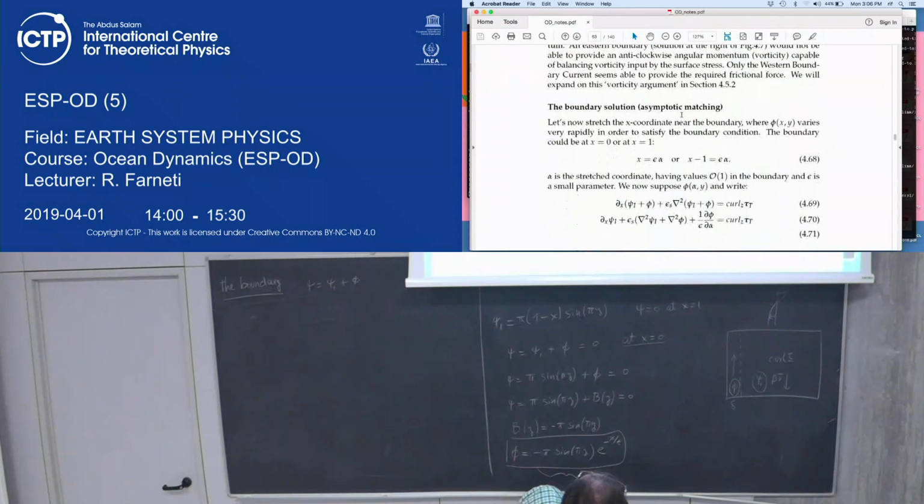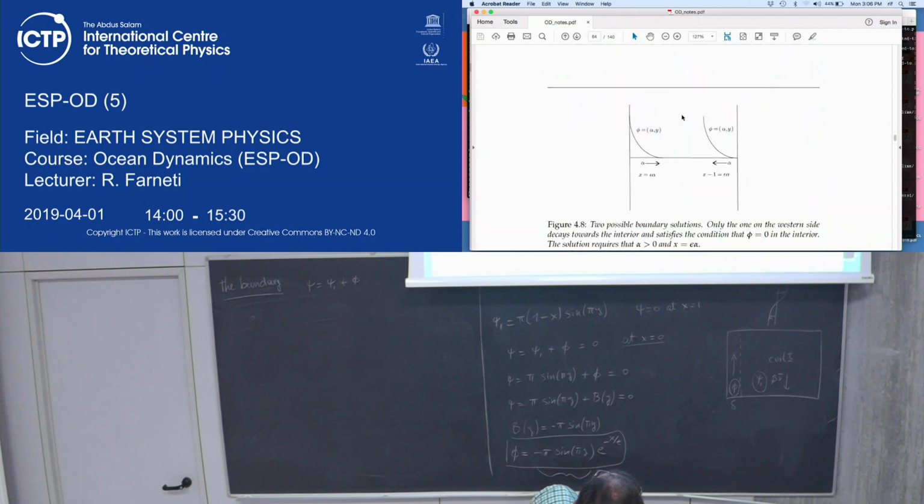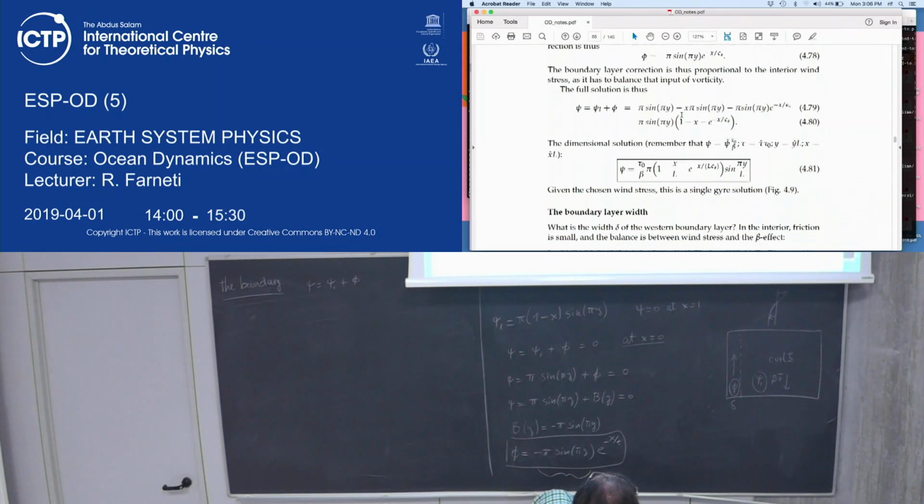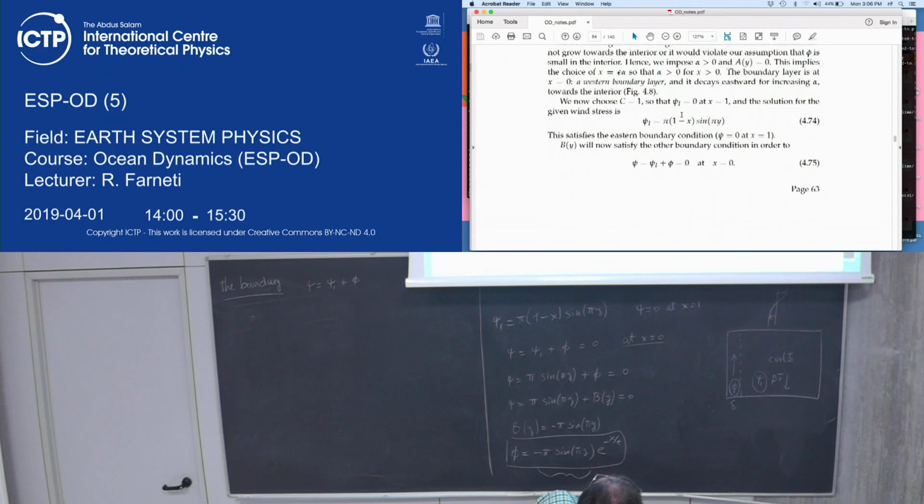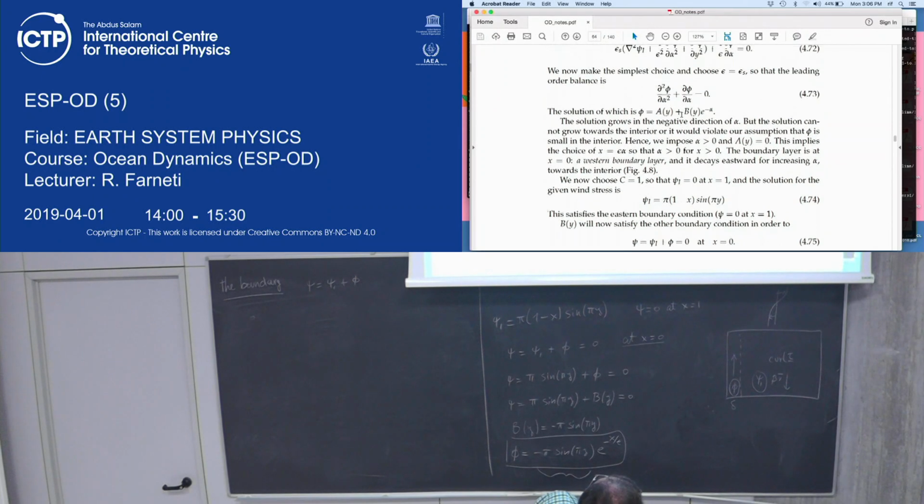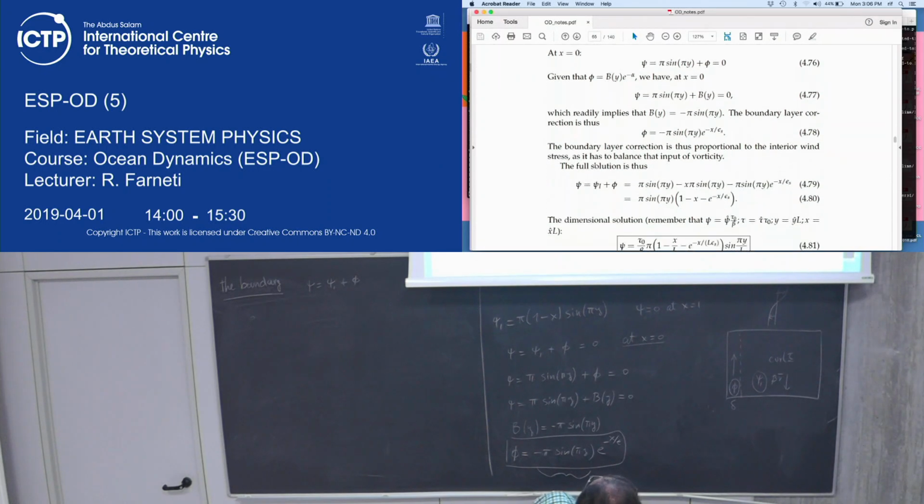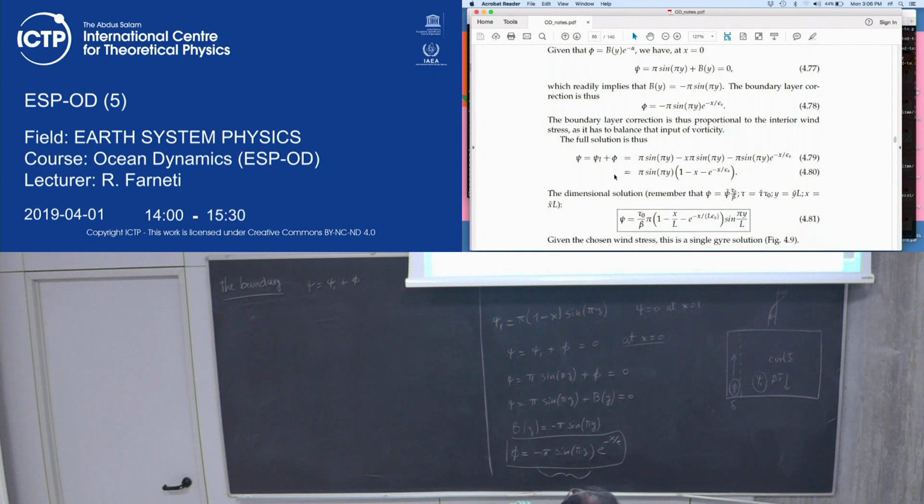Let's see this here. I've added this schematic as well to the notes. So let's display this. So the boundary correction is this. It's proportional to the wind stress curl in the interior of the flow, because it will have to balance that input of vorticity. So now you can write the two things together.